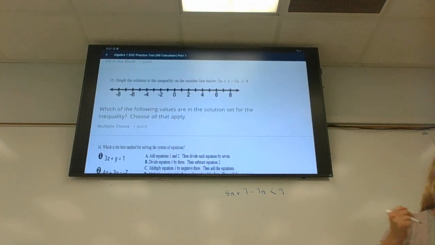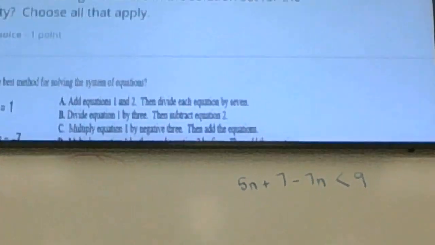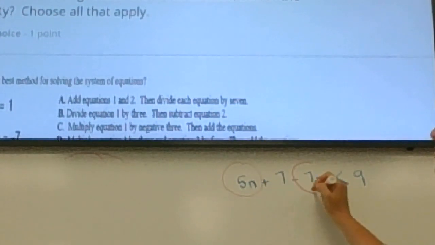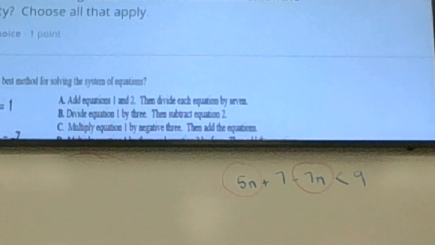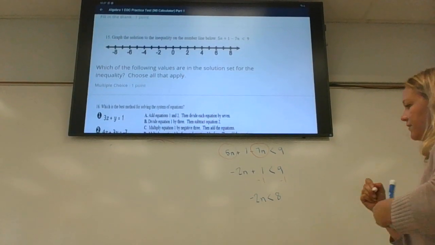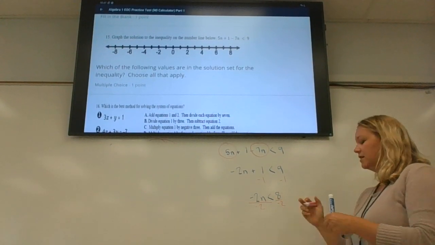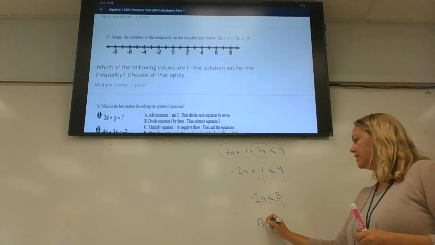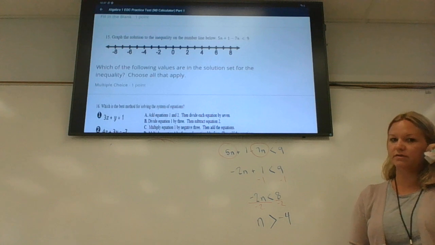So we're going to combine like terms. These were on the same side of the inequality symbol. Combine like terms. 5n take away 7n is -2n. Subtract 7. Oh, that's a 1. Subtract 1 from both sides. -2n is less than 8. And then right here, I reviewed this with you. When you divide by a negative, you flip the symbol. And so what I have here is n is greater than -4.